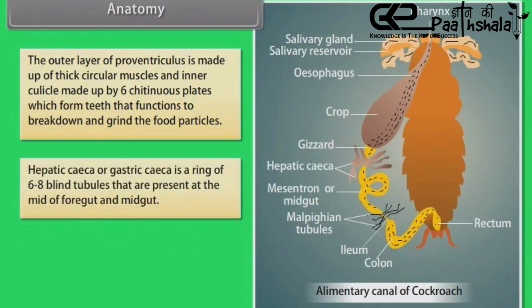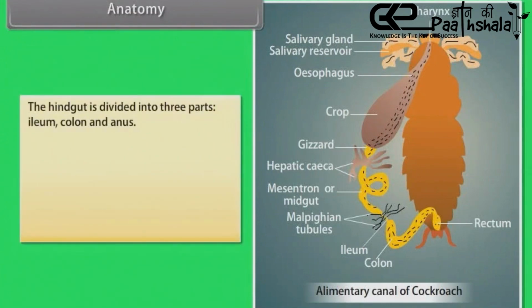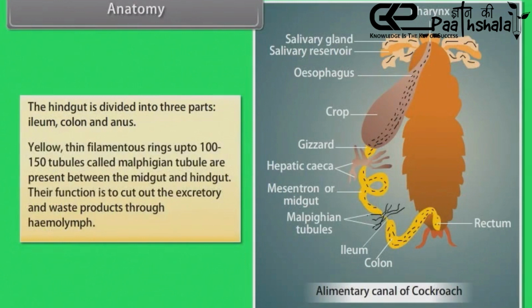Hepatic caecae or gastric caecae is a ring of 6 to 8 blind tubules that are present at the junction of foregut and midgut. Gastric caecae secrete digestive juices. The midgut and hindgut are long tubules with the hindgut wider than the midgut. The hindgut is divided into 3 parts: ileum, colon, and rectum. Yellow, thin filamentous tubules, 100 to 150 in number, called Malpighian tubules are present between the midgut and hindgut. Their function is to remove excretory and waste products through the hemolymph.